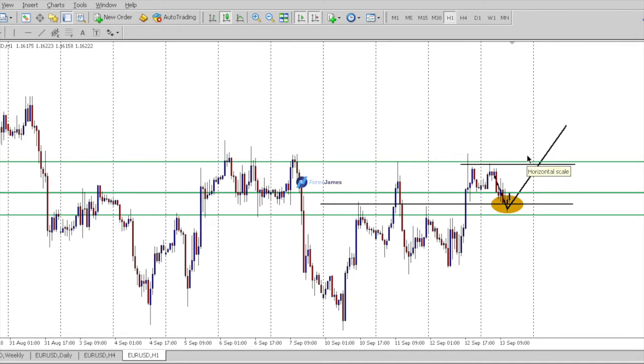I've placed it on my live account. It's on a verified MyFXBook account. So price did exactly what we predicted it would do, and it's time for us to get into the long.